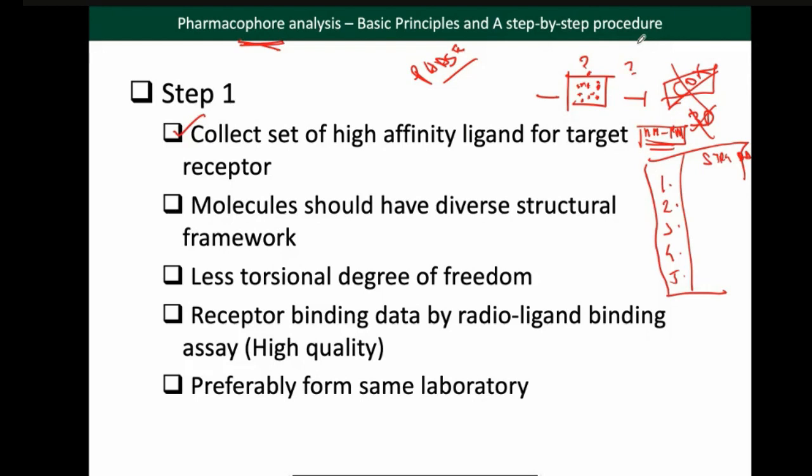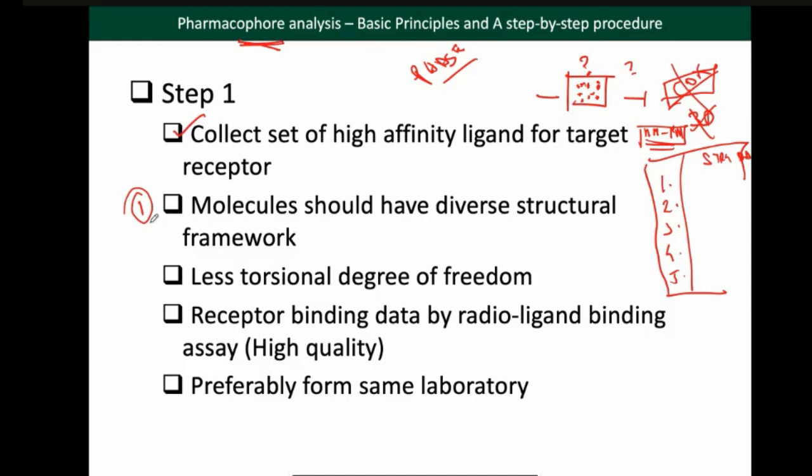While choosing the data set, we have to follow certain conditions, or give importance to certain things called considerations. What are the considerations? The first consideration is that the molecules should have a diverse structural framework. While choosing the data set, either from the literature or from your own laboratory, you have to ensure that the molecules have high structural diversity.